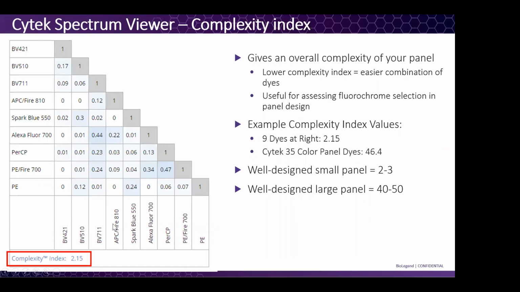So for instance, in this case, we had 9 dyes and it gave the complexity index 2.15, which is pretty good. So for this kind of small panel with 9 dyes, if the complexity index is something between 2 to 3, it's okay. If you have a huge panel like 35 colors or so, your complexity index can be something like 46.4, and it's still okay.